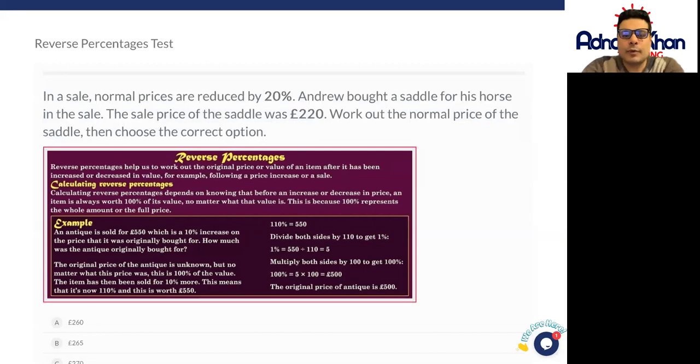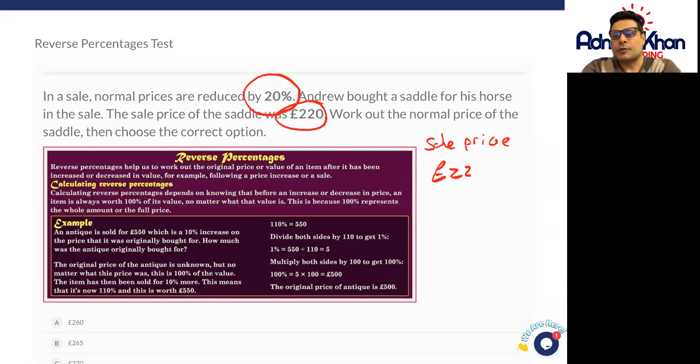So in this case, what we know is the normal prices are reduced by 20% at the moment. And the sale price is £220. Now that's what Andrew got after the sale. But what was the normal price that he could have paid if there was no sale? And this is called reverse percentage.